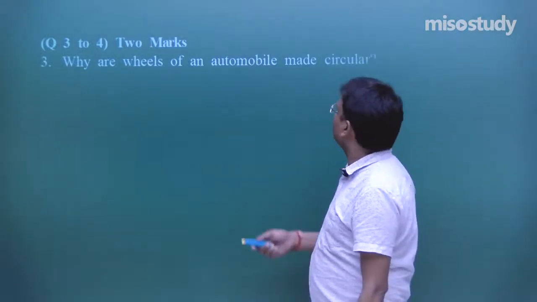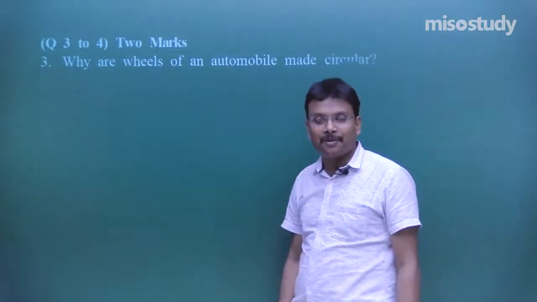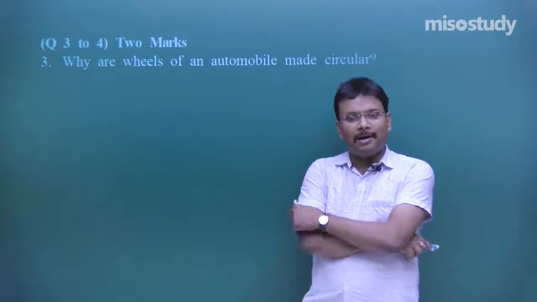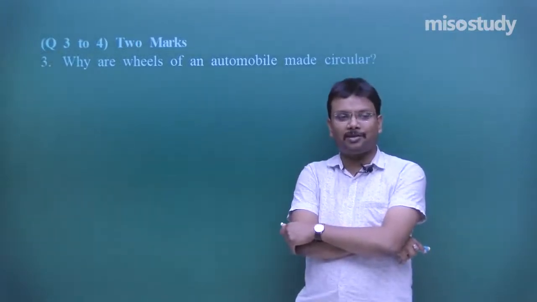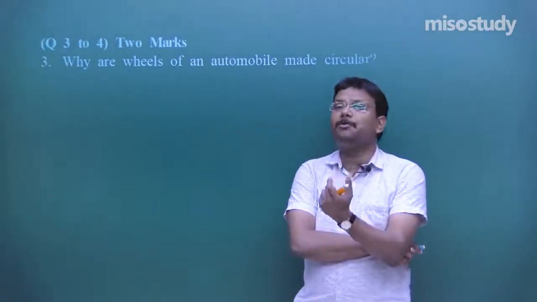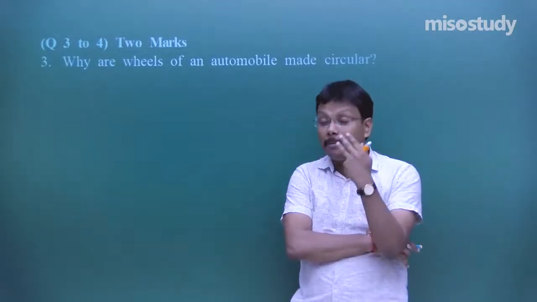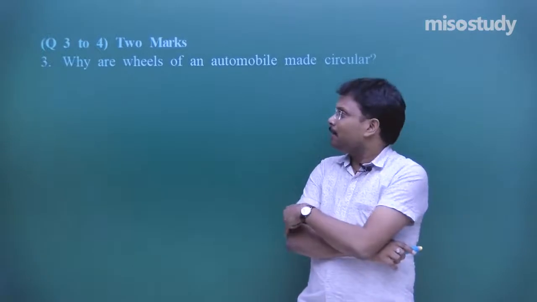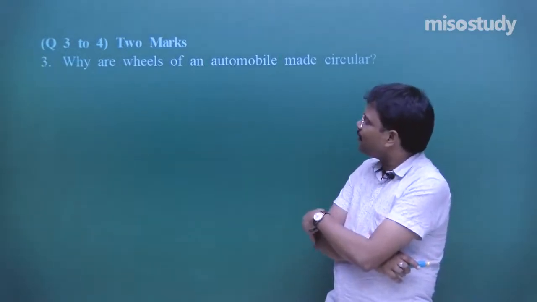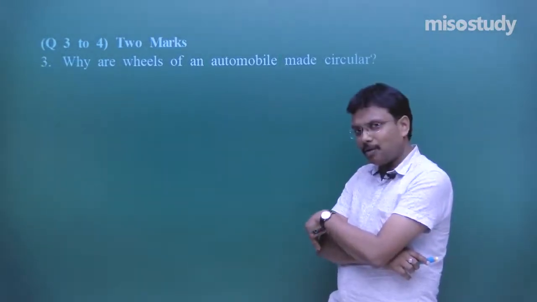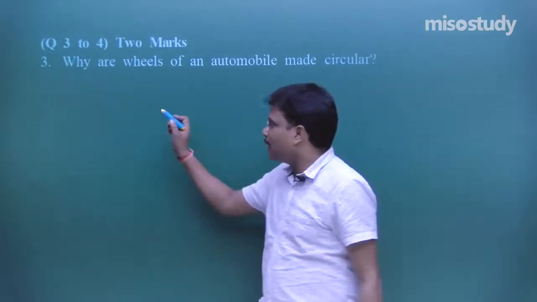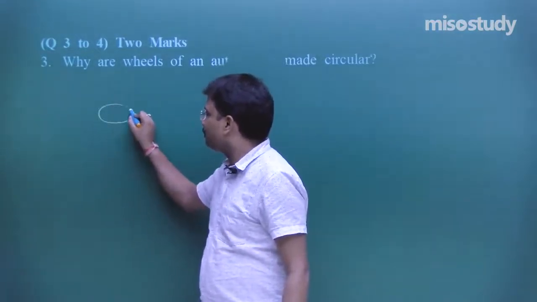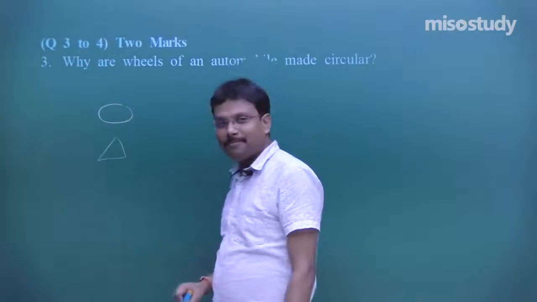Why are wheels of an automobile made circular? You will say, come on, the invention of the wheel was a great contribution to the betterment of human life and human civilization, fire and wheel. But from a physics point of view, why are wheels of an automobile made circular? Why are the wheels not in this shape? Why not in this shape?